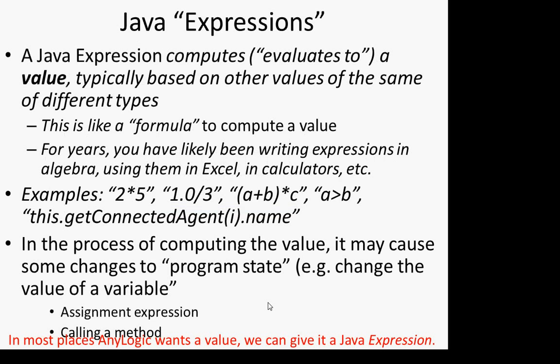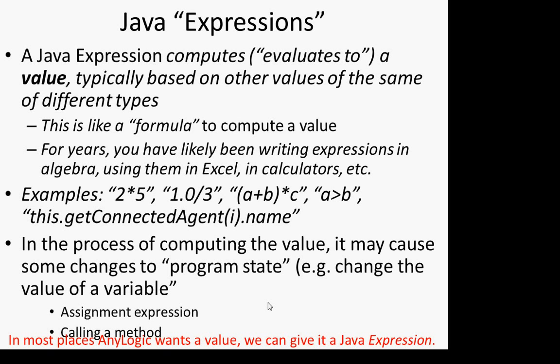Some of these expressions return things of different types. 2 times 5 will return an integer of 10. 1.0 divided by 3 will return a floating point value, approximately a third. (a plus b) times c, what that returns depends on what a and b and c are. If they're floating point, it'll be floating point, etc. A greater than b, when evaluated, would return what sort of type? It would be a Boolean, yeah.